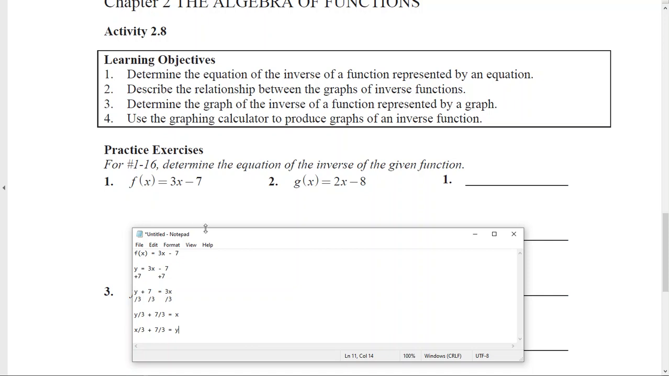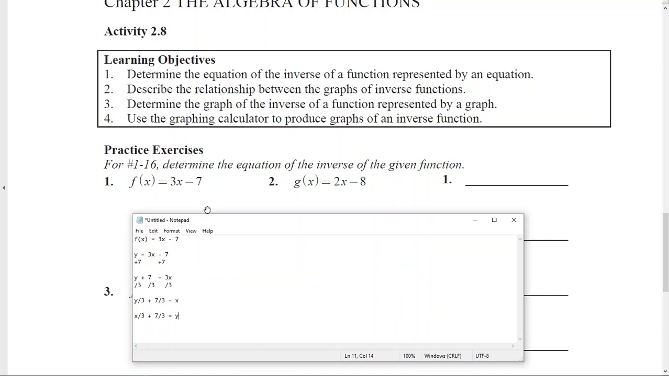And then we can get it back in inverse function notation. So y back to f inverse of x equals our x over 3 plus 7/3. So that would be the result for the very first one.